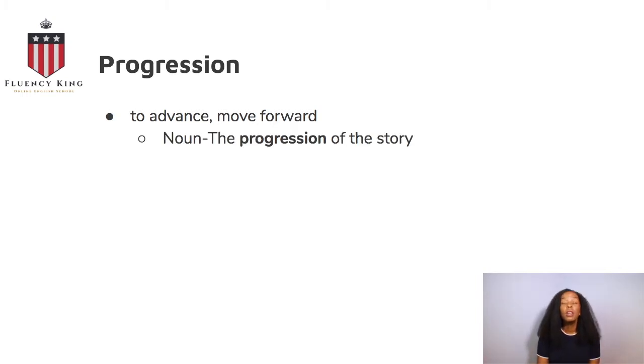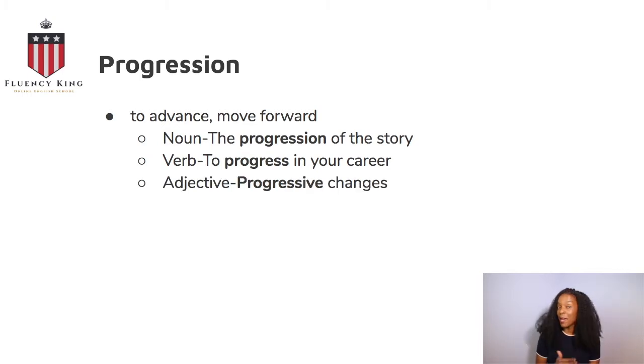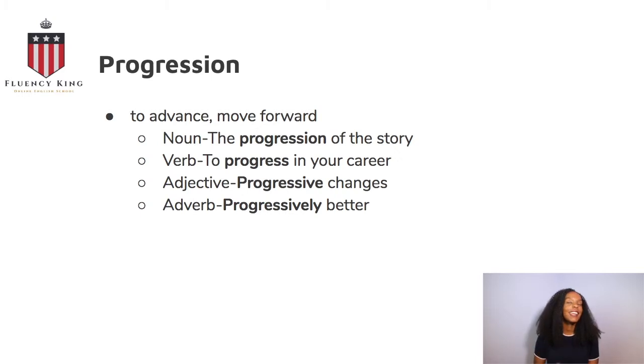First word we'll use is progression. Progression means to advance and to move forward. So you have different versions of this word. An example of the noun form would be the progression of the story. An example of the verb form could be to progress in your career. An example of the adjective form is progressive changes. And an example of the adverb form is progressively better.